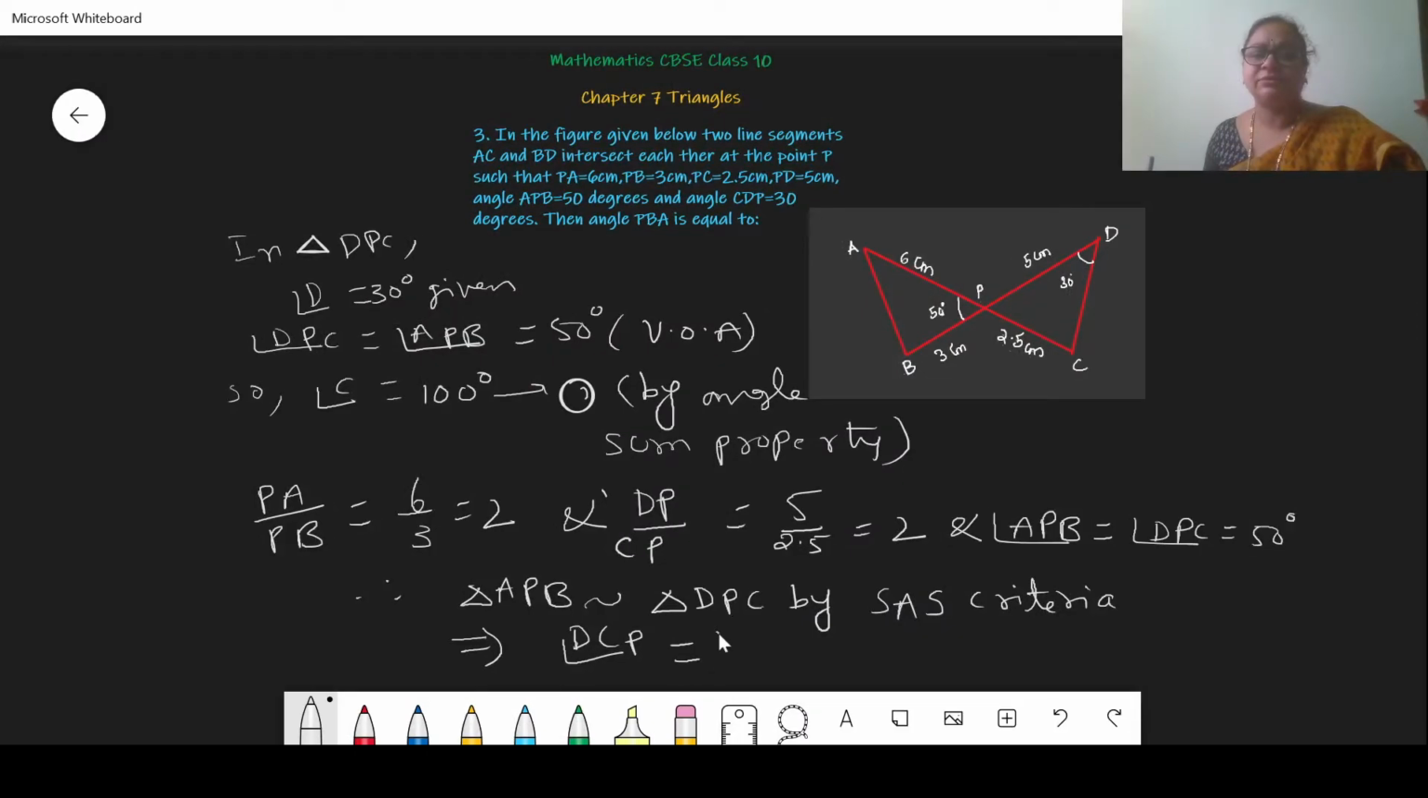is equal to angle ABP, that is equal to 100 degrees. So the angle PBA is equal to 100 degrees.